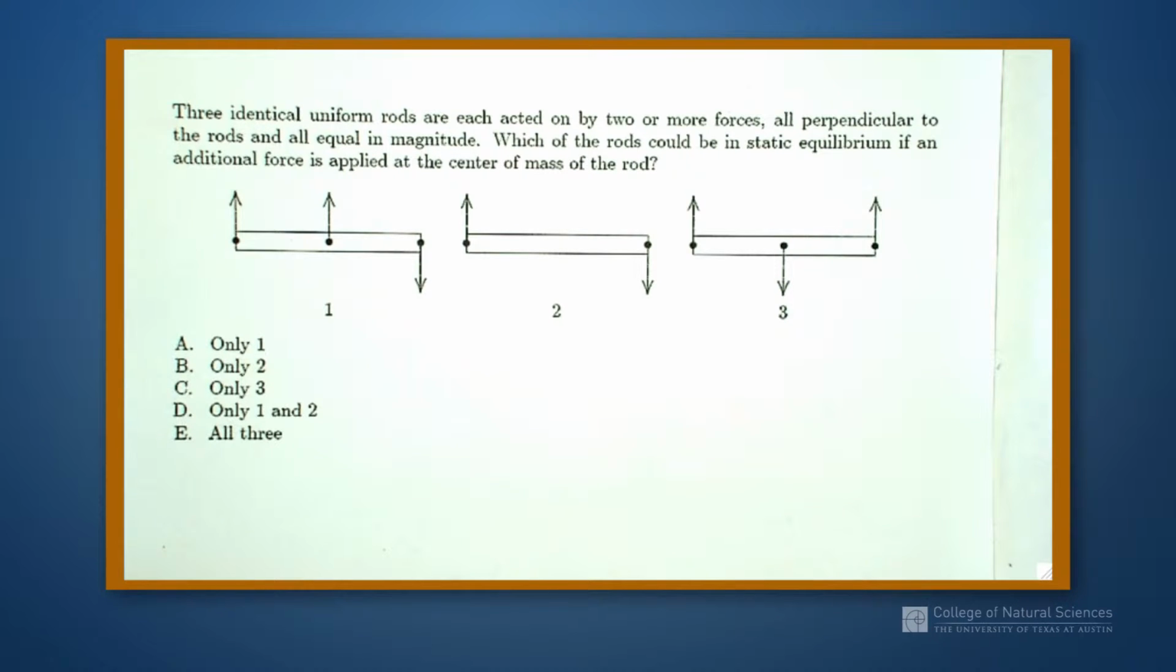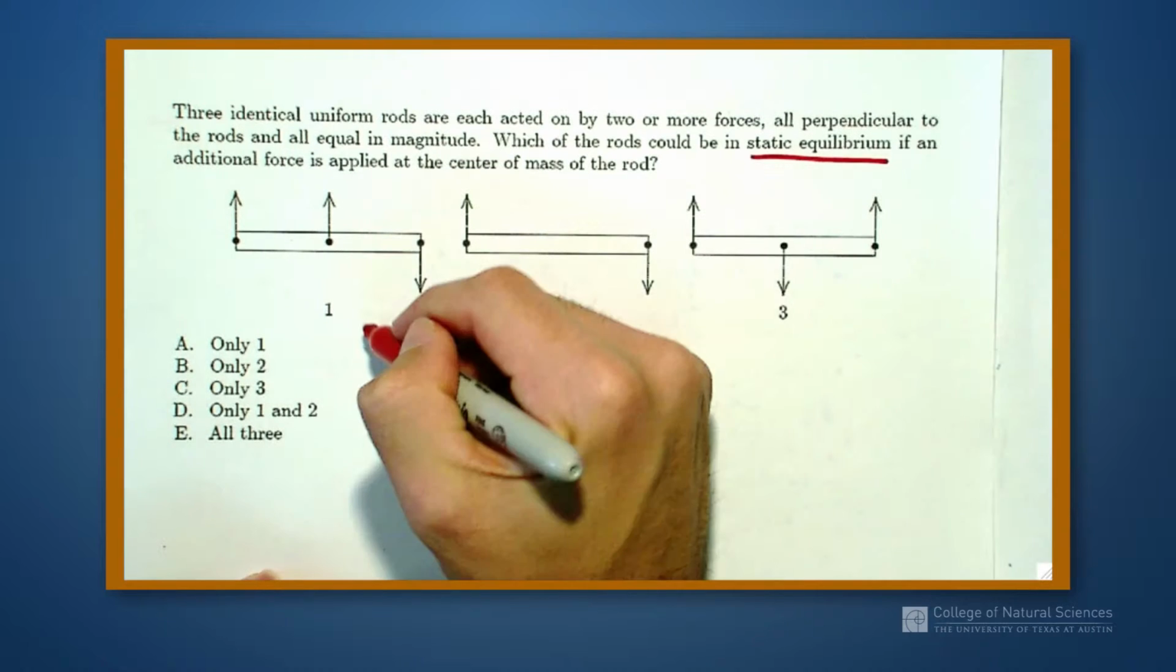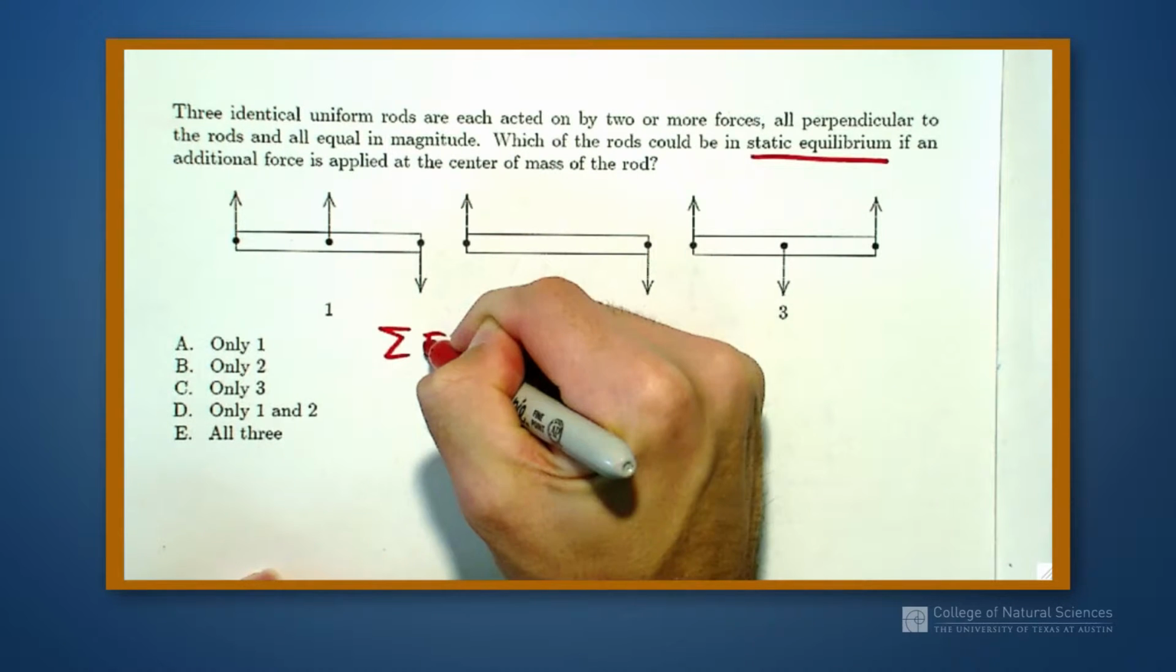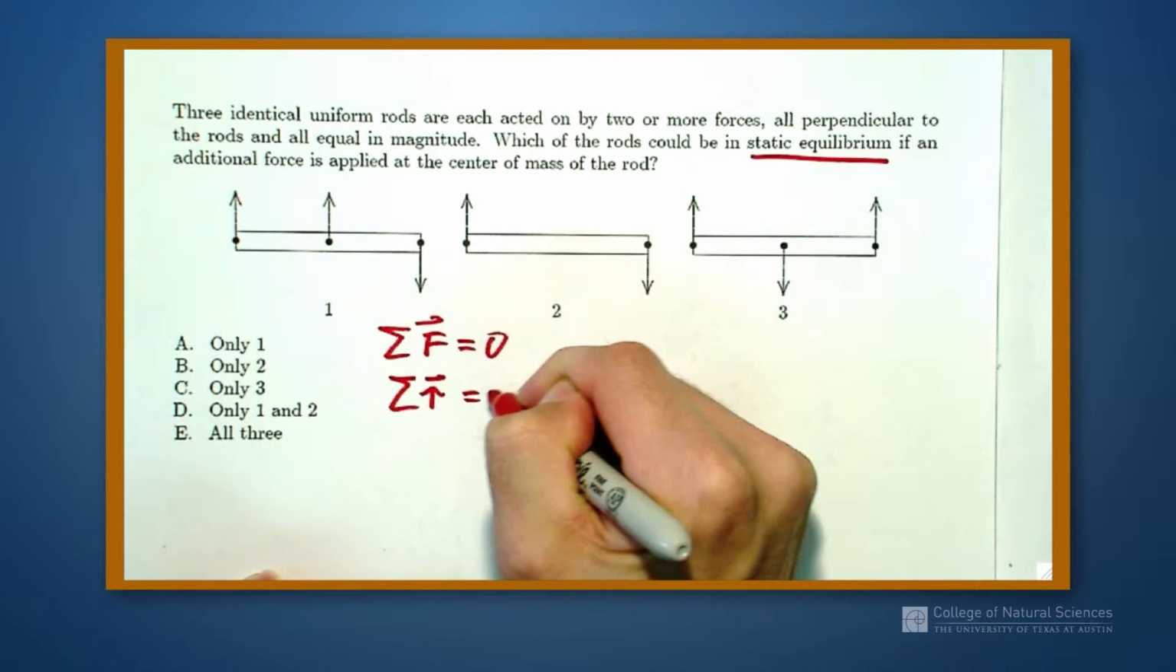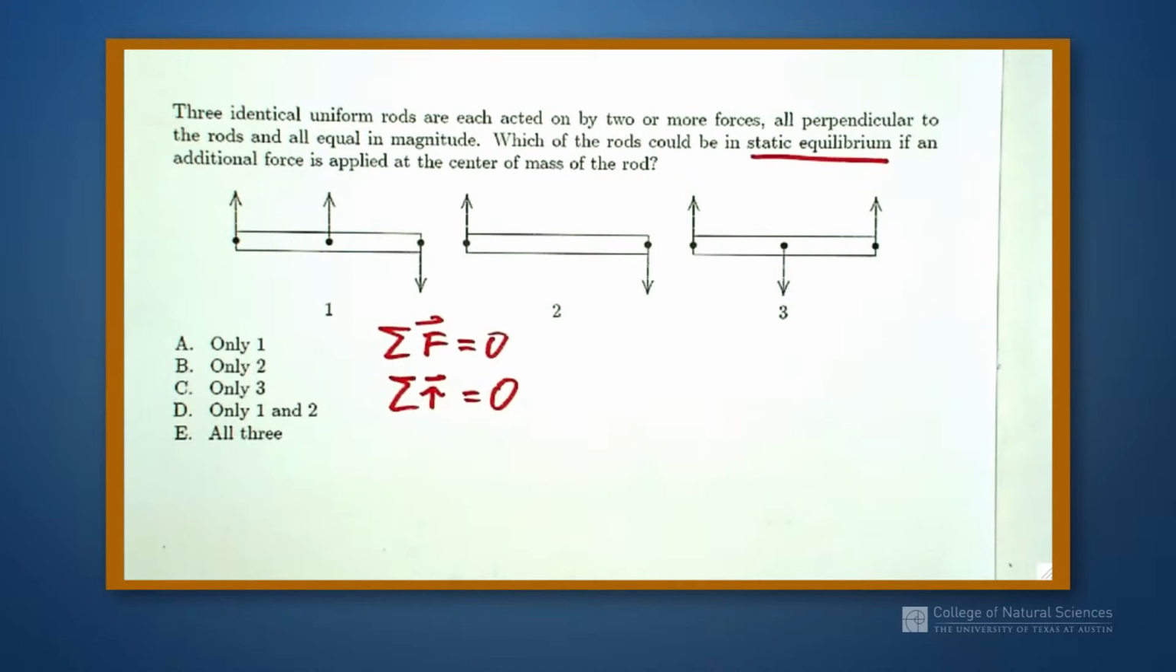Okay, so what does it mean to be in static equilibrium? Well, static equilibrium means that our net force has to be equal to 0, and our net torque has to be equal to 0. So I'm going to look at these cases and see if any of them work. Really, what I want to do is look at this and ask, what's my axis of rotation? Put it at the center, see if the thing rotates.